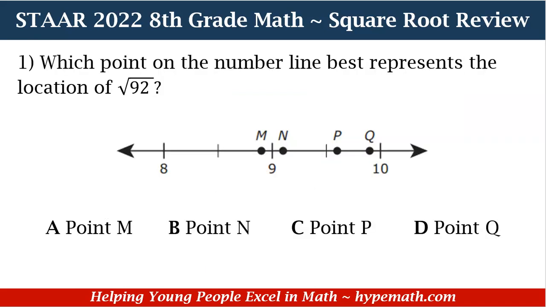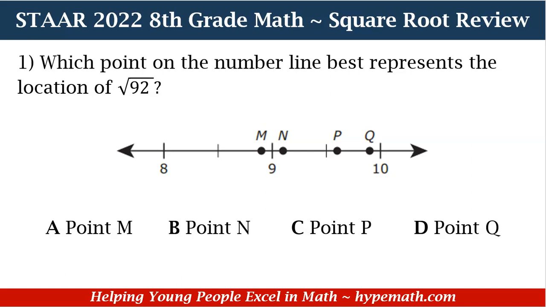Okay, now let's dive into our first problem. Which point on the number line best represents the location of the square root of 92? Is it A, point M, B, point N, C, point P, or D, point Q? Let's look at our number line.